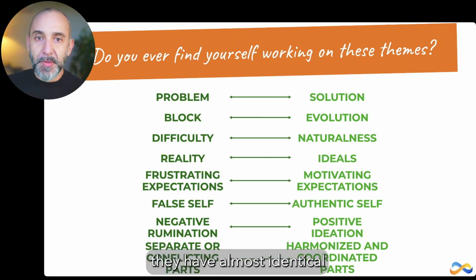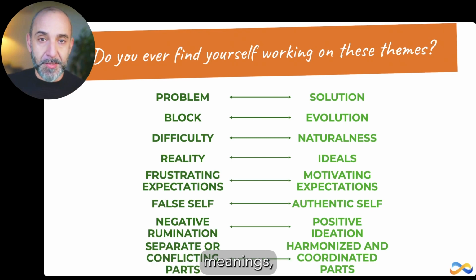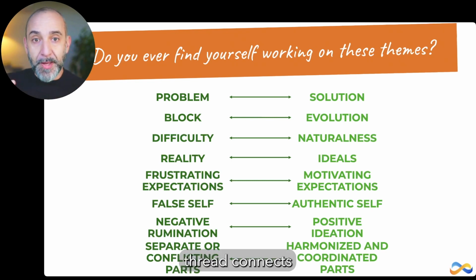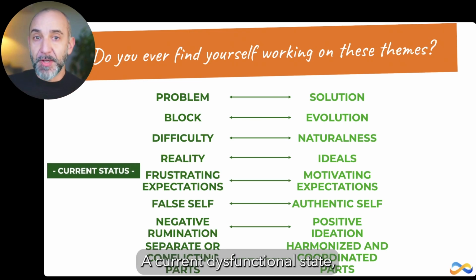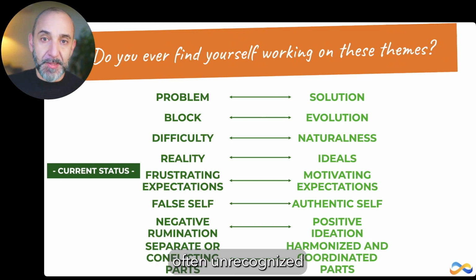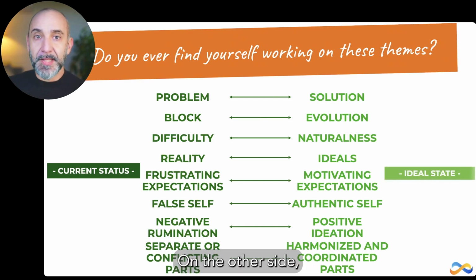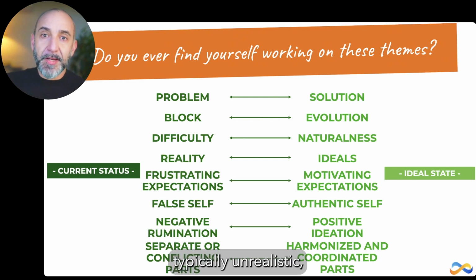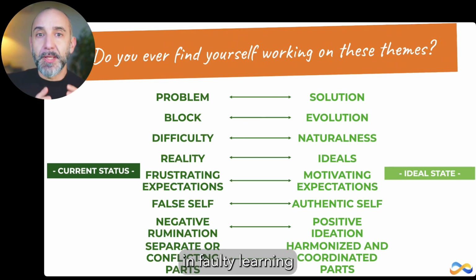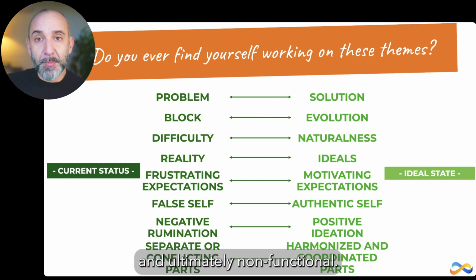In some cases, they have almost identical meanings, while in others, they highlight different aspects. However, a common thread connects each of these polarities. A current dysfunctional state, often unrecognized by the individual, characterized by specific characteristics and mechanisms. On the other side, a desired state, typically unrealistic, possibly rooted in faulty learning or external perceptions, and ultimately non-functional.